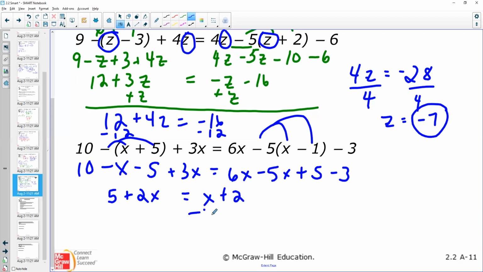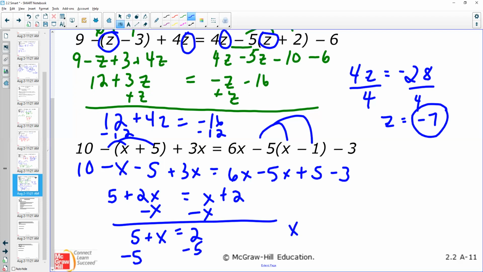And then combine. I'm going to move that plain old x by itself over. So I get 5 plus x equals 2, minus 5 to both sides. X is negative 3.